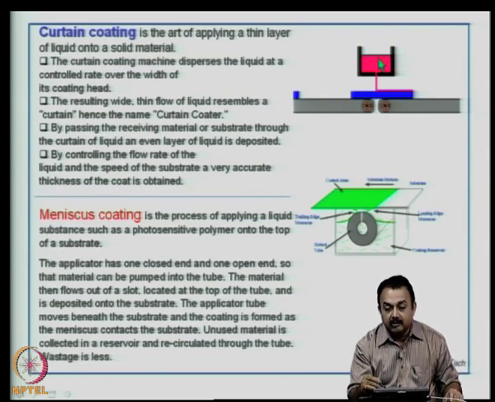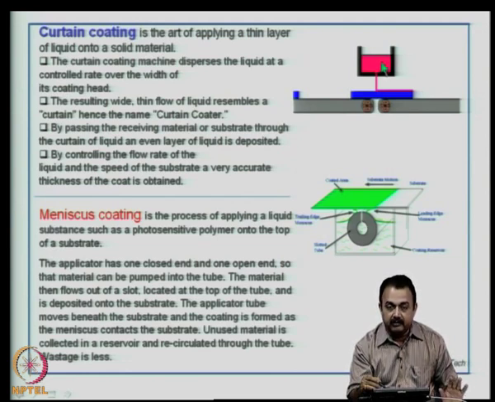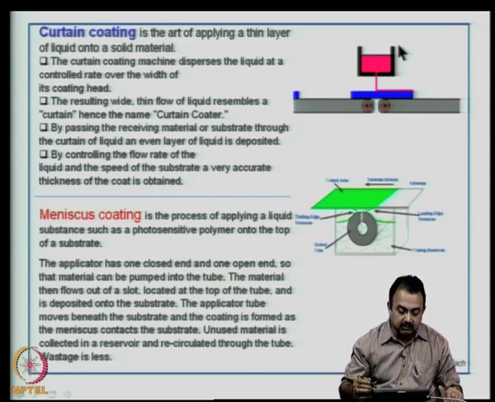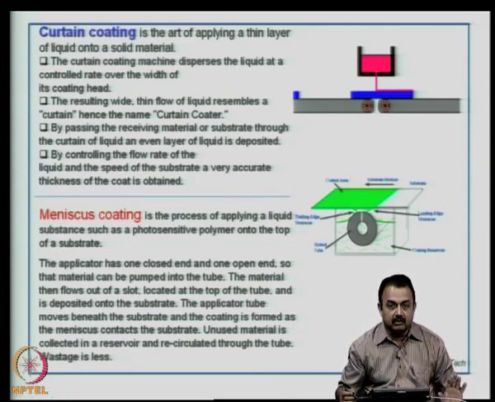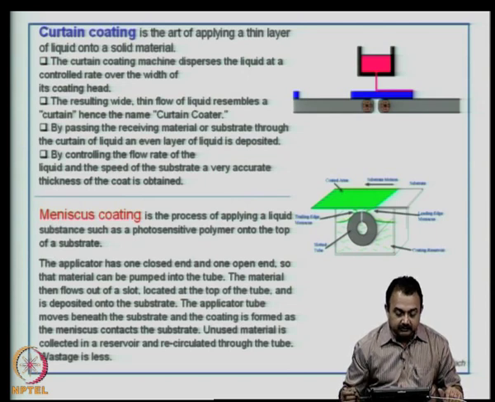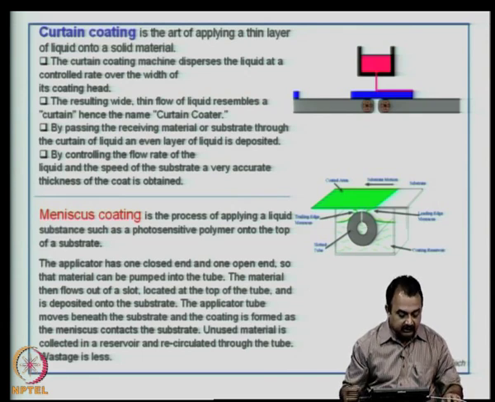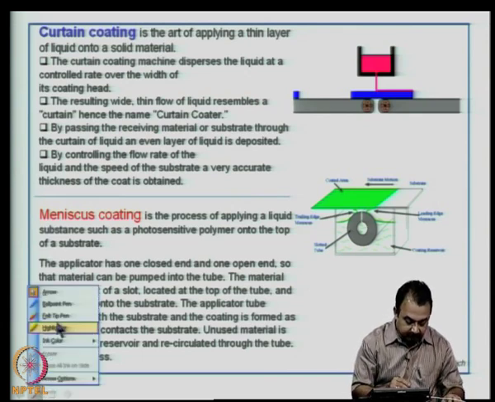Here again the important parameters are that the curtain flow should be constant, there should be no air gap, there should be no intermittent flow of the material, it should be very continuous. The curtain coating machine disperses the liquid at a controlled rate. You need to control the rate to get the required thickness over a certain width of the substrate. The resulting wide thin flow of liquid resembles a curtain, and hence the name curtain coating.